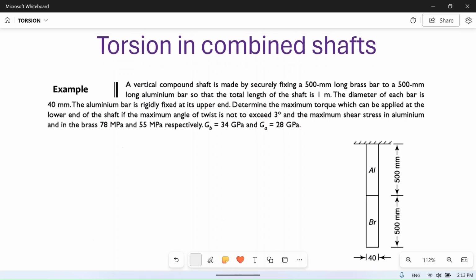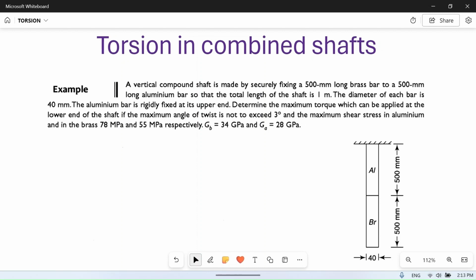So in today's video we will solve a numerical problem which is based on torsion in combined shaft. Here we will see that these two shafts are in series and we have to find the torque in these two shafts. So let's see the problem.